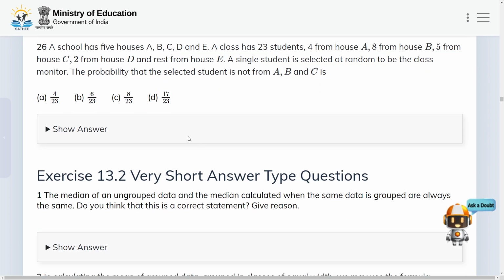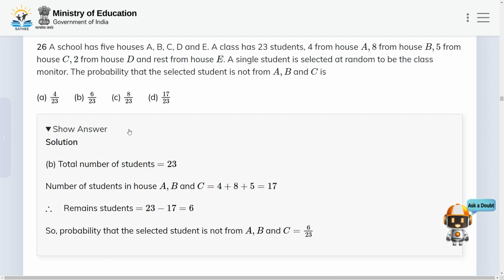Now let us see question number 26. Here we have a school that has 5 houses, A, B, C, D, and E. A class has 23 students: 4 from house A, 8 from house B, 5 from house C, 2 from house D, and the rest from house E. A single student is selected at random to be the class monitor. What is the probability that the selected student is not from A, B, C? Let us see the answer.